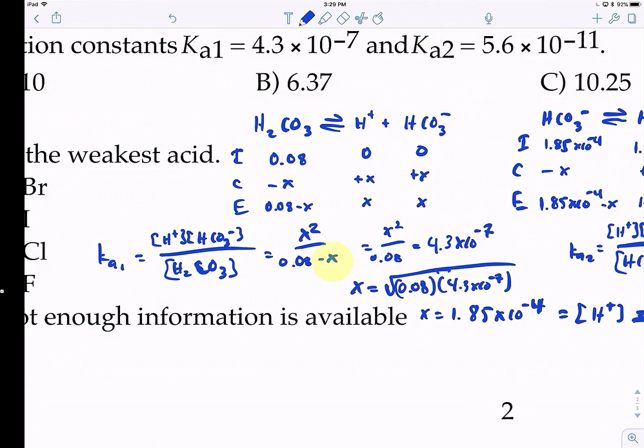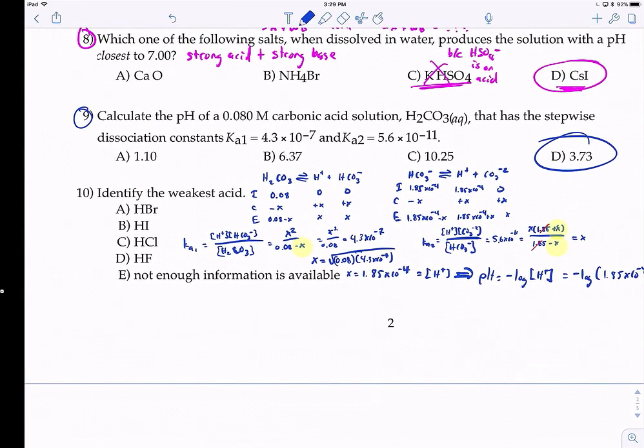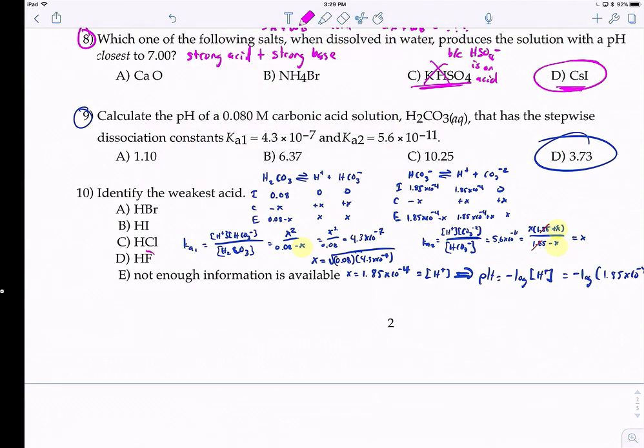So, questions with this one? Okay. The weakest acid. The weakest acid is hydrofluoric acid.